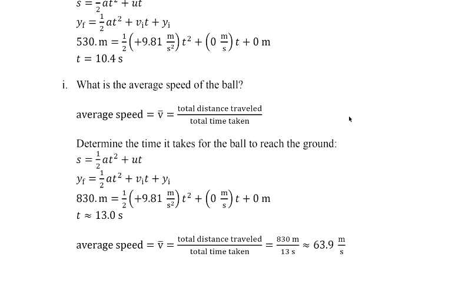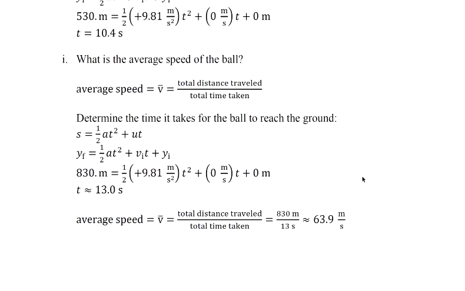Part I: What is the average speed of the ball? Average speed is total distance traveled divided by total time taken. So total time taken is approximately 13 seconds. So average speed is about 63.9 meters per second.